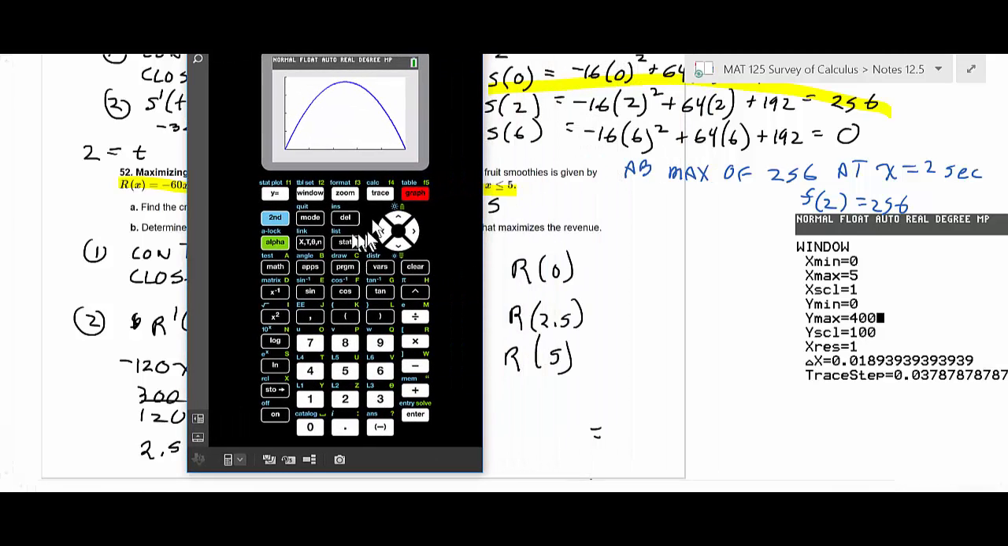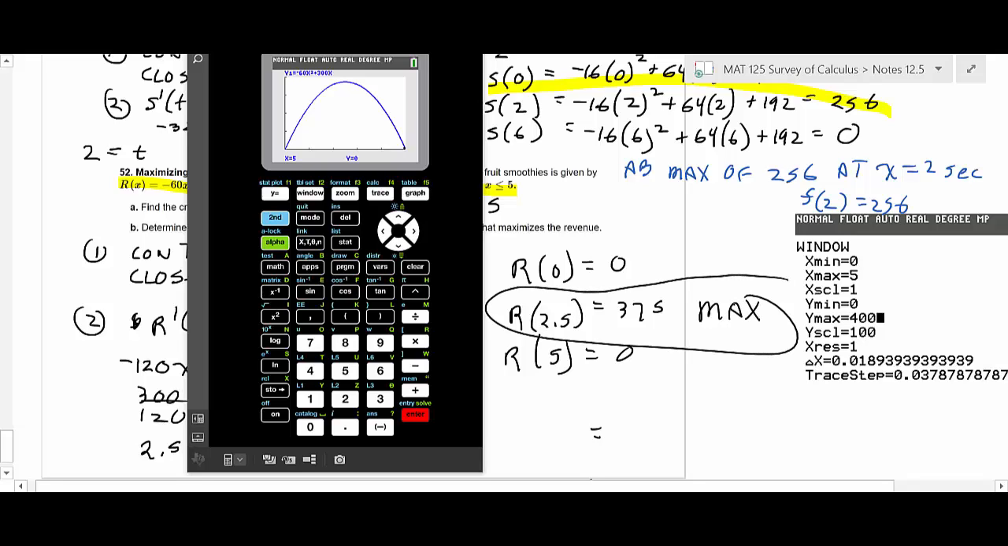If I graph it, now what I'm going to do to save time is just trace out these values. So I'm going to trace 0, and that's going to give 0. You always expect a revenue at 0 to be 0. Then we can trace at 2.5 on the calculator, and that'll give 375. And then we can trace at 5 and get 0. So see, by doing that, you're kind of checking your work and you're getting those values at the same time. So clearly your absolute max occurs there. Okay, that's your answer. 375 is your absolute max. Okay? All right, does that make sense to everybody?